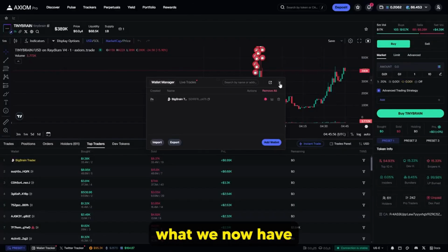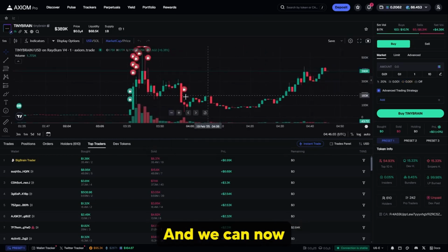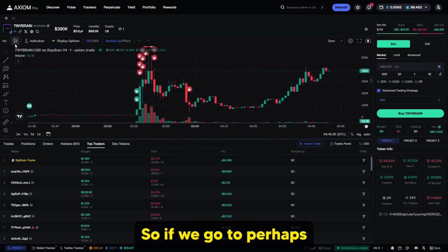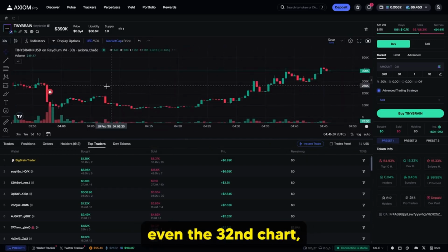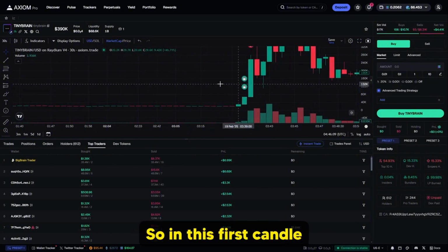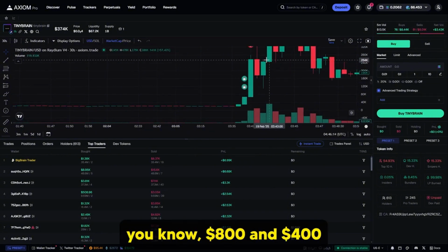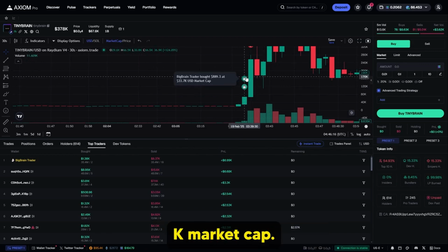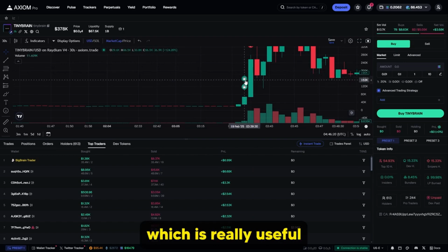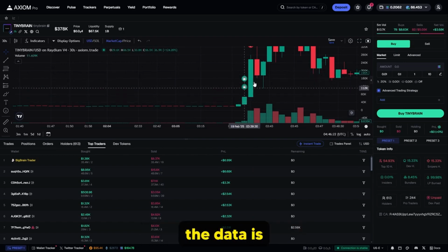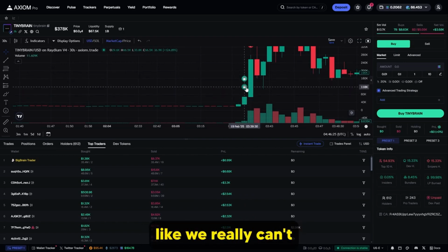So for here, what we now have is a wallet that we are tracking. Of course, this is different for the live trades. We can see the wallet manager, and we can now see exactly when this person bought in. So if we go to perhaps even the 30-second chart, we can look at when they bought in. So on this first candle, we can see that they bought in for $800 and $400 at around a 50K market cap. And what I do like about this website is that it actually shows you the market cap, which is really useful because, right here, the data is just so foggy, like we really can't see the market cap.